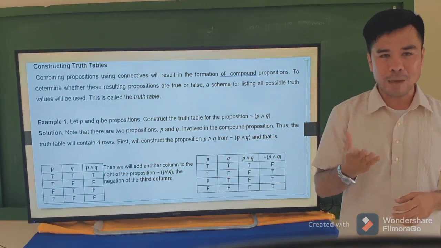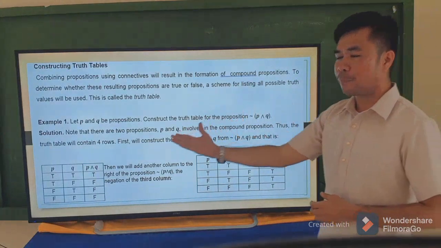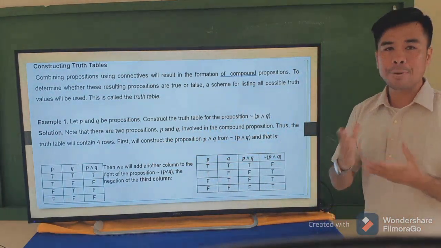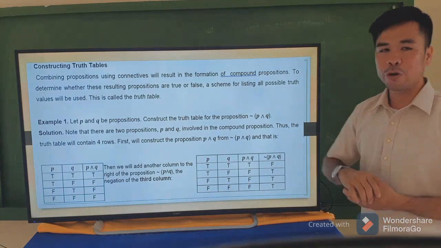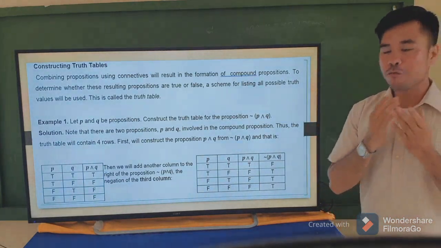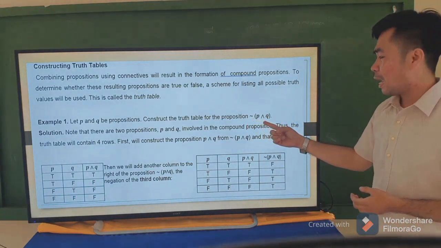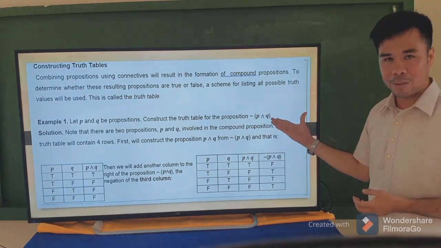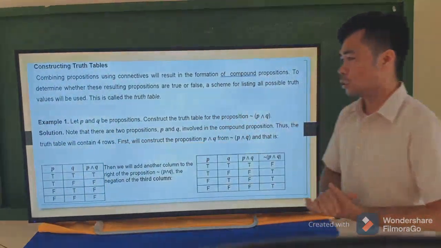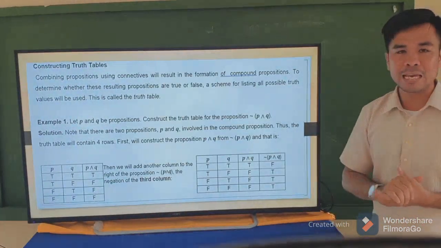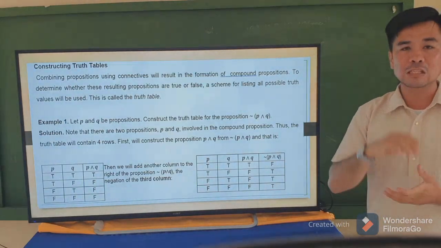Now, I will give you an example to better understand. Let's have our example number 1. Let P and Q be propositions, meaning to say, P and Q are different propositions. Now, we are going to construct a truth table for the proposition. Take a look at our statement here: not P and Q, that is our problem. So we need to construct the truth table out of this. Now, the solution. Note that there are two propositions, P and Q, involved in the compound proposition. Thus, the truth table will contain 4 rows.